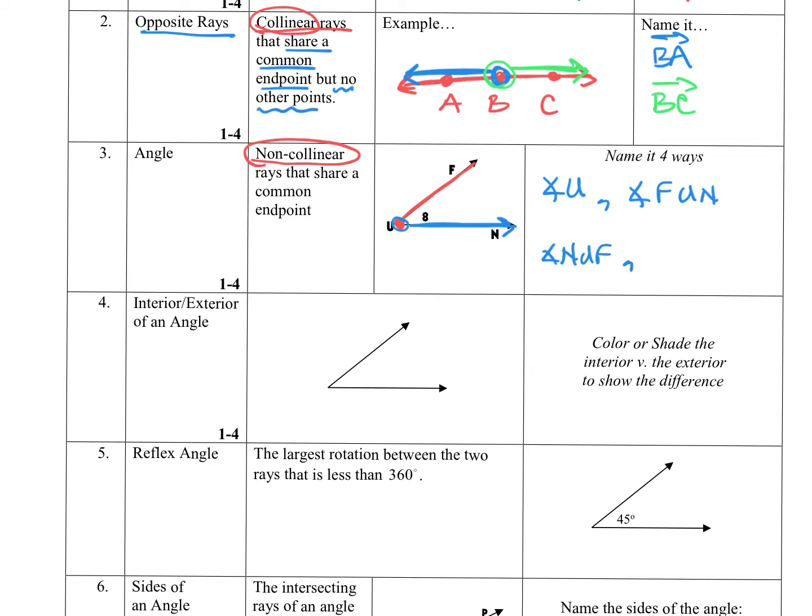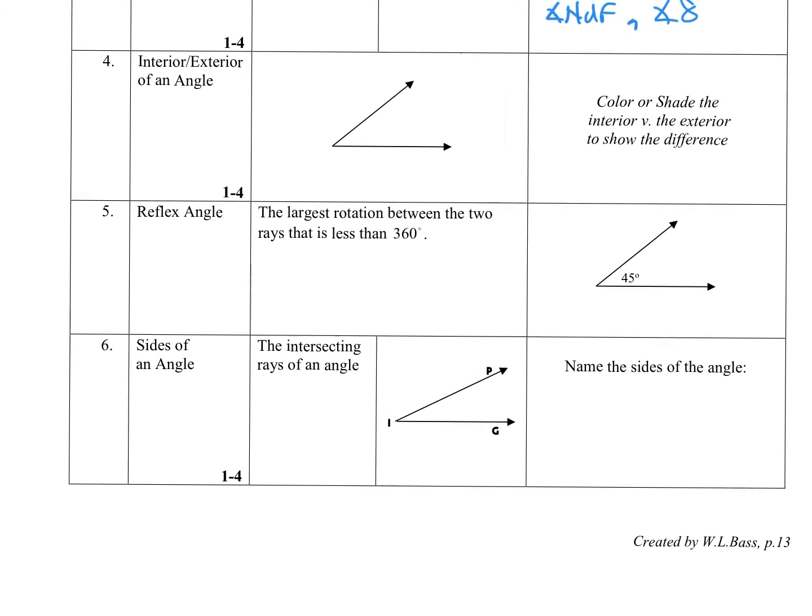And then the last new one for you is if you see a little number that's tucked inside the angle, that number can also be used. So we're going to say angle 8. Now, you have to have this symbol because if we didn't have it and we just wrote F-U-N, that would mean that we were talking about the entire plane, and that is not an acceptable answer for the angle, so don't lose that angle symbol.